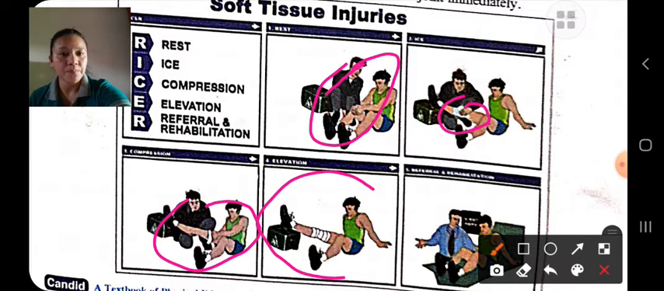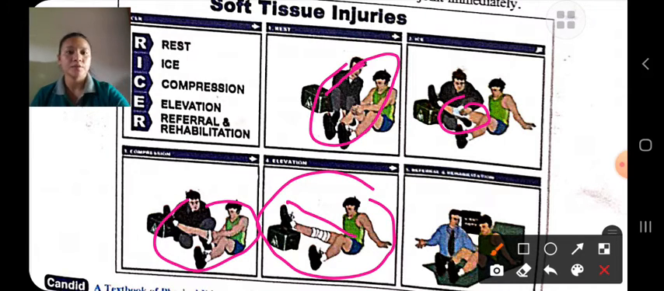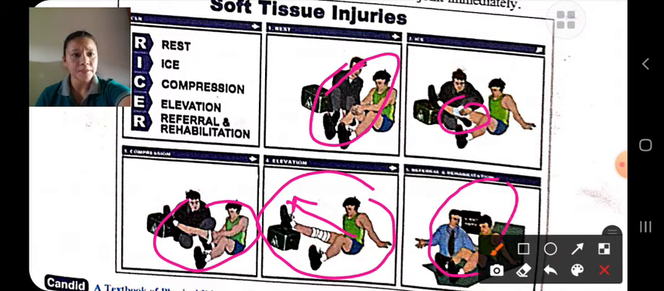Elevate the affected part above the heart level, with the help of some support or splint. And after that, rehabilitation.